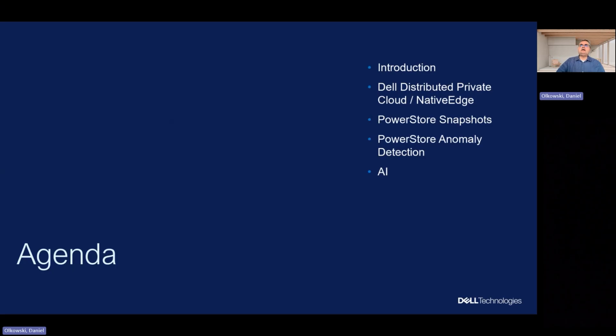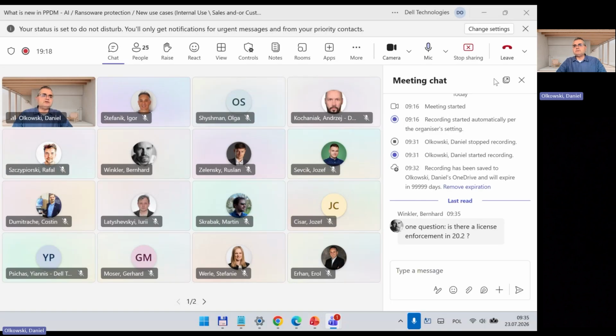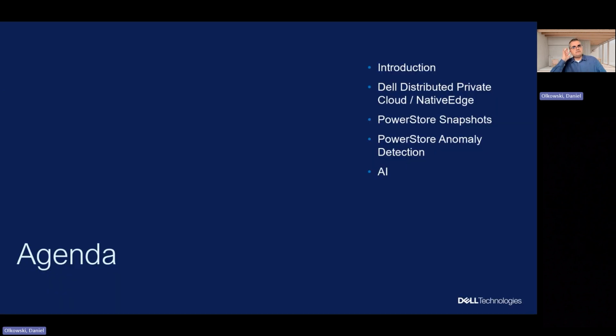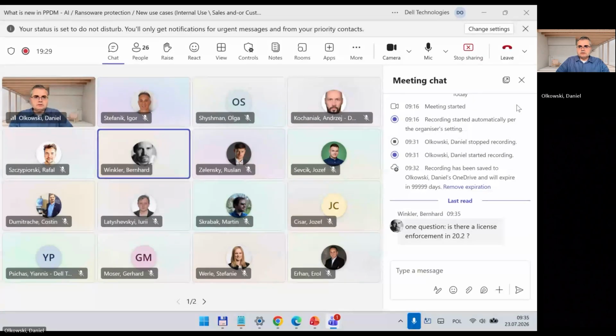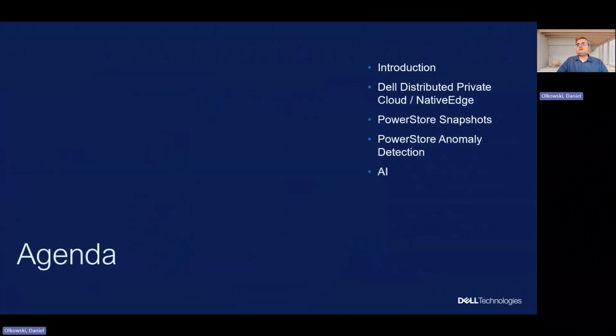Bernard, is there a license enforcement in 20.2? No. I don't know anything about this. Nothing mentioned in the release notes that I have heard. If you have a different message, please let me know. But no, the answer is no. It's just because of the change of dynamic licensing. No. Dynamic licensing is something different. Yeah, there is dynamic licensing in 20.2, I think 20.1 as well, but this is a completely different thing.